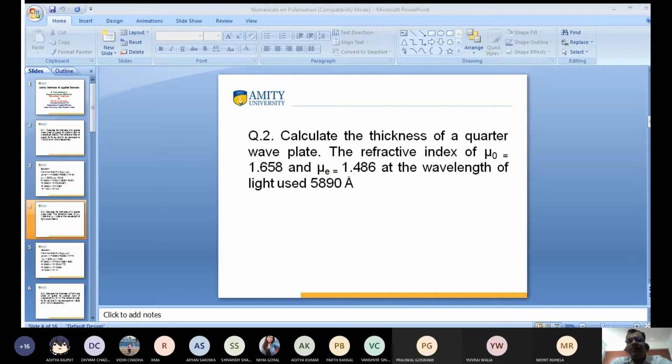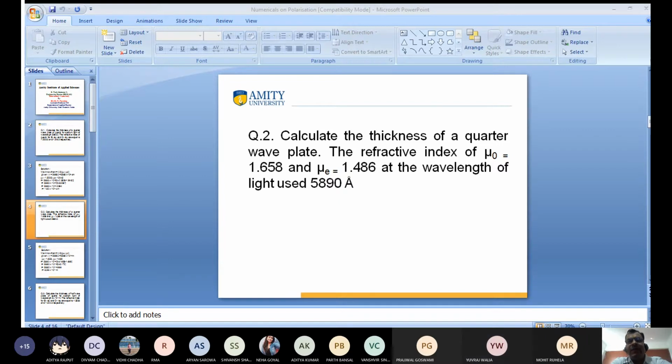Okay, let's solve this. Sir, 8.43 into 10 to the power minus 5 centimeter. I will tell you when I solve the question. Kindly solve it, and once all students have solved the question, I will discuss the answer. Yuvraj Walia, what is the answer? Sir, 8.43 into 10 to the power minus 5. What is the unit? Sir, centimeter.